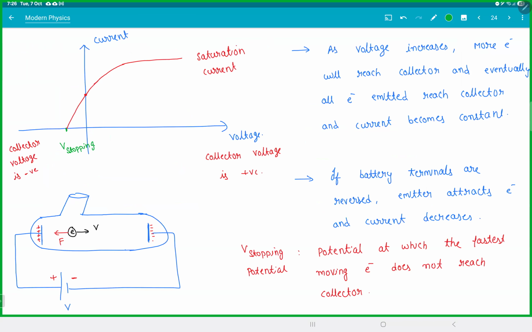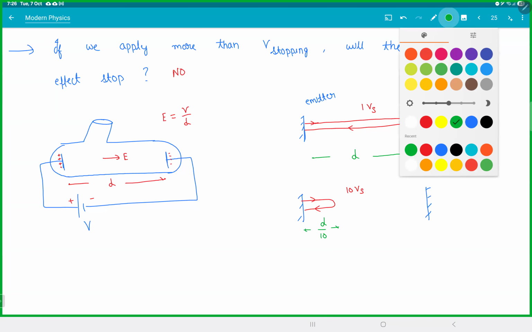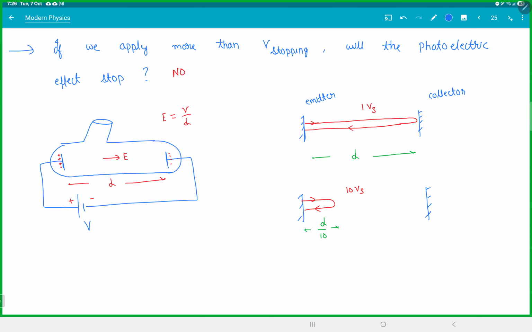Look at the statement of V stopping potential. The potential at which your fastest moving electron does not reach the collector. Matlab, the electron is already out. I hope you're clear with this.